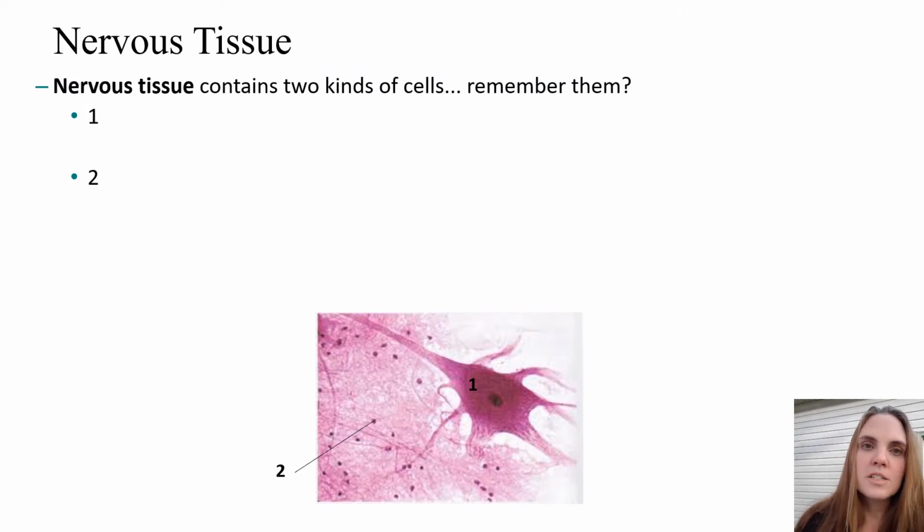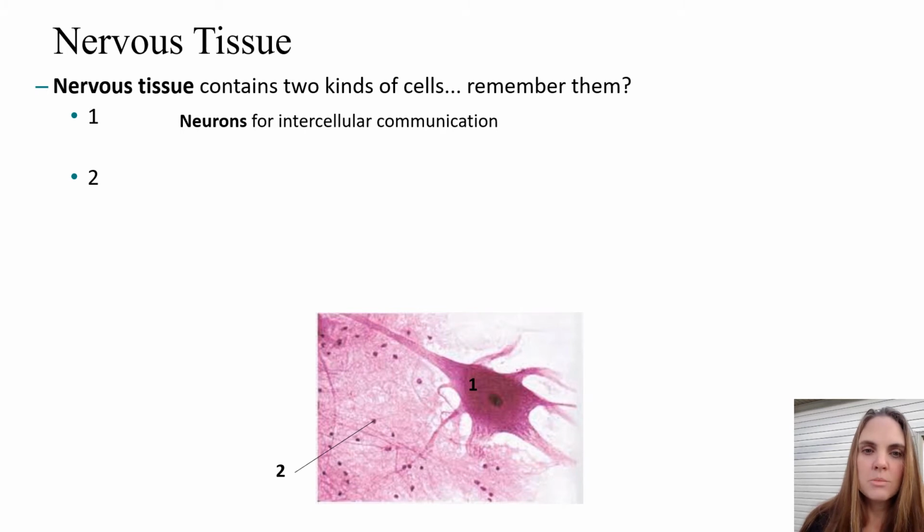So we talked about nervous tissue already. Nervous tissue contains two kinds of cells. What were the cells? We just talked about one of them in the last slide, right? Take a minute and quiz yourself. Number one in this image is going to be our neurons. So they are responsible for intercellular communication.